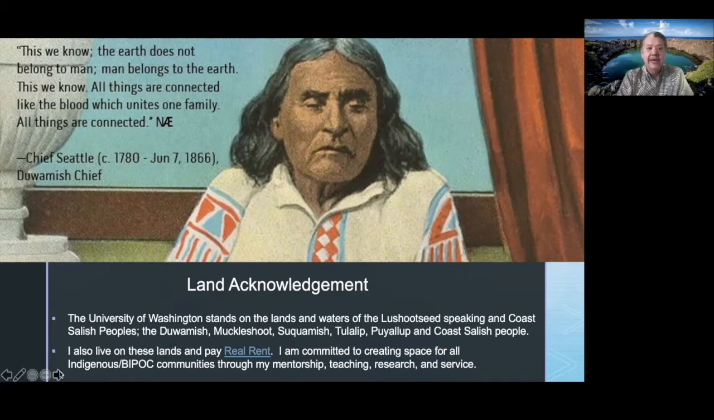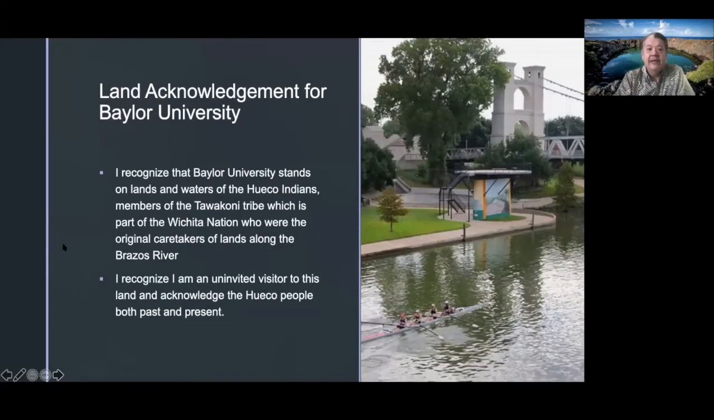I also want to acknowledge that Baylor University, even though I'm only here virtually, stands on the lands and waters of the Huico Indians, members of the Tawakoni tribe that were part of the Wichita Nation, who are the original caretakers of this land along the Brazos River. I also recognize that I, even though it's virtual, am an uninvited visitor to this land, and acknowledge the Huico people, both past and present.